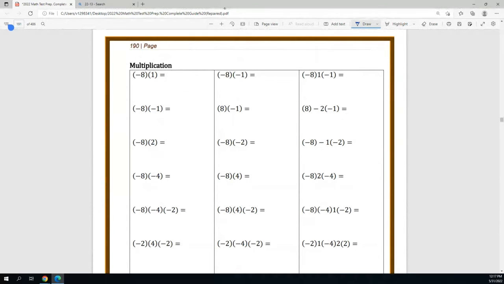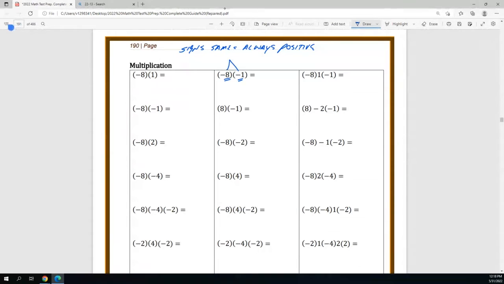Multiplication with integers is actually pretty straightforward. It's actually got a rule. So this is the rule, okay? If the signs are the same, then the answer is always positive. It's pretty straightforward. For instance, a -8 times a -1.